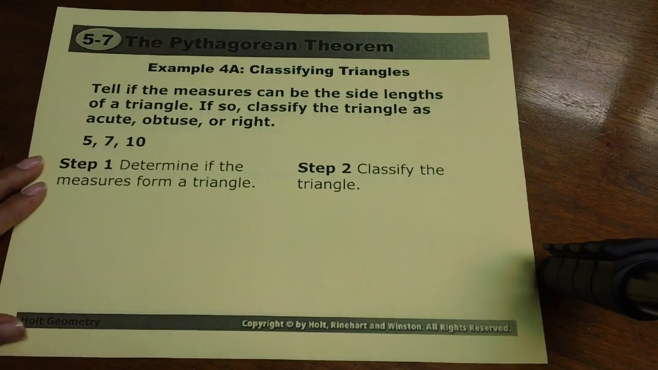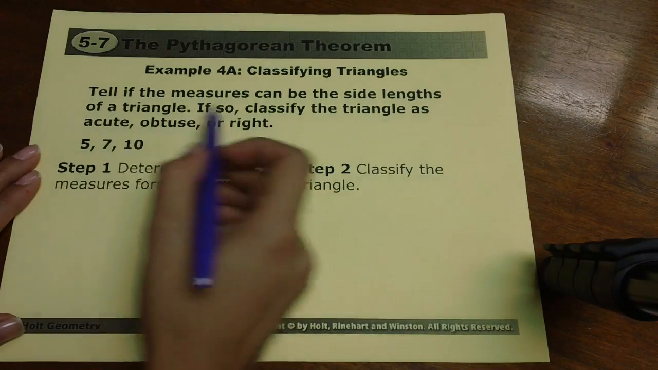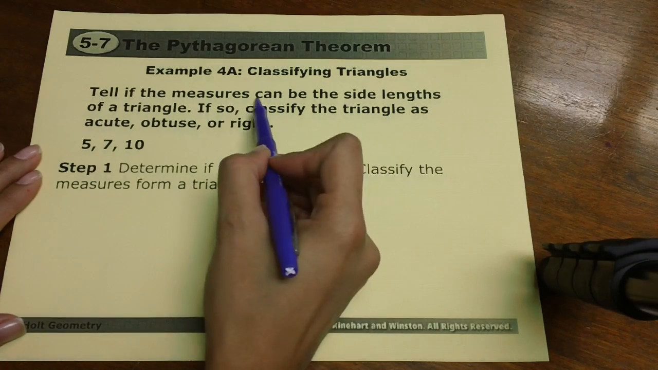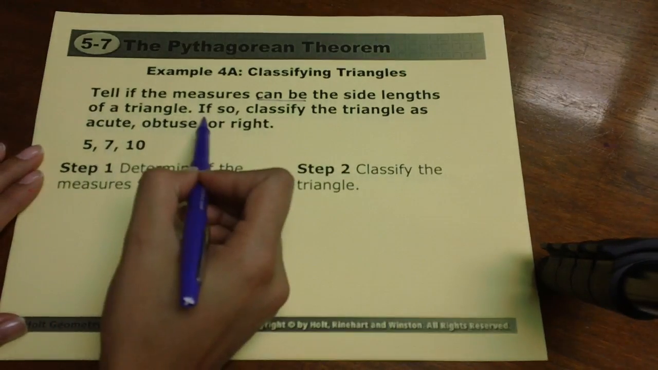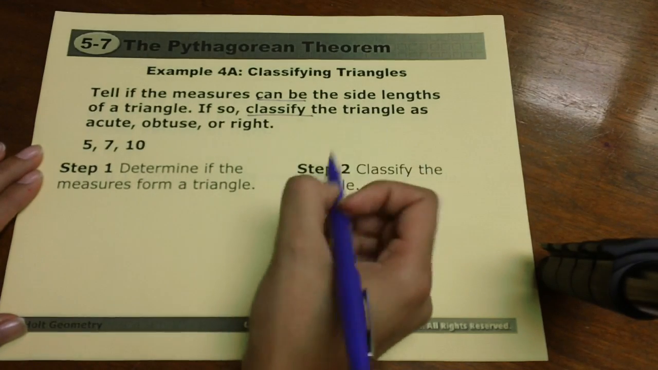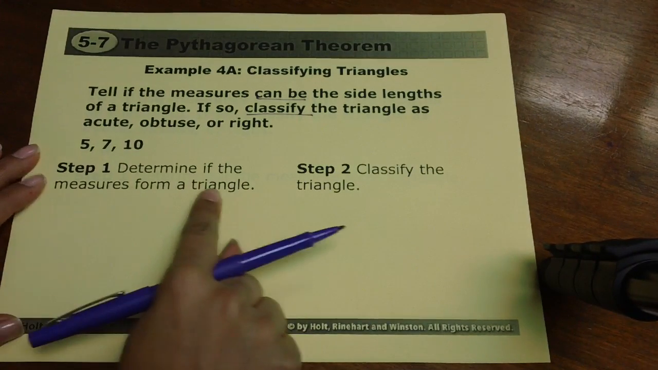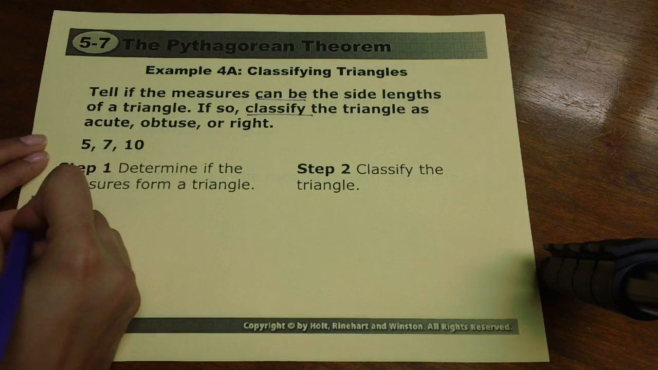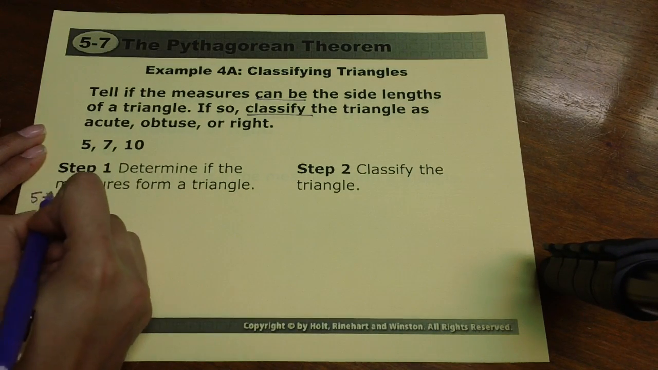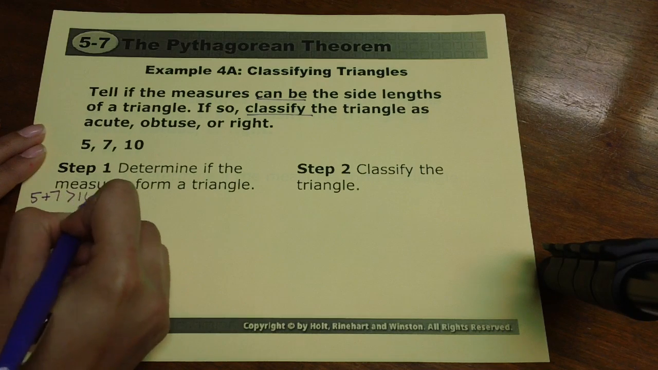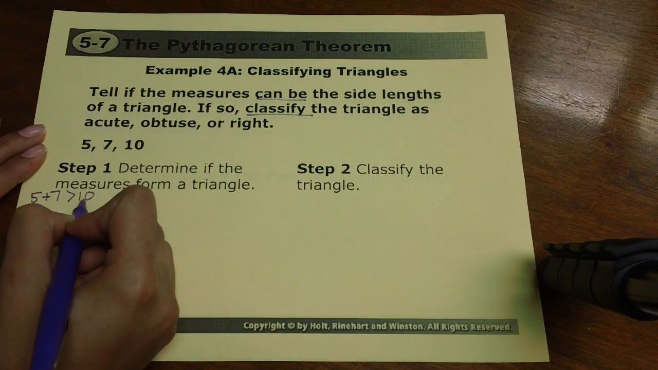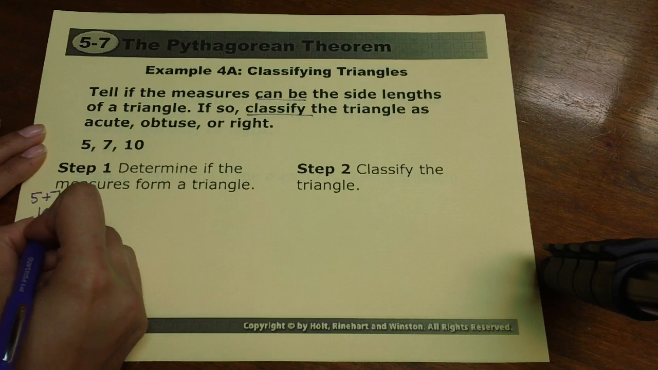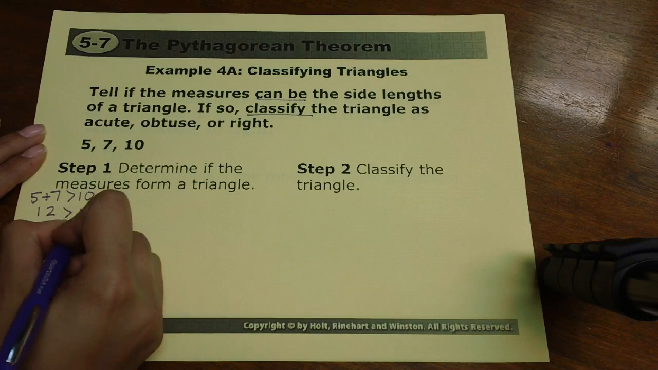All right, next example. We need to tell if the measures can be the side lengths of a triangle, and then if they are, we need to classify it. So first we're going to determine if the measures can form a triangle. And hopefully you remember from a section before that any two added have to be greater than the third. So 5 plus 7 need to be greater than 10. 5 plus 7 is 12, which is greater than 10.